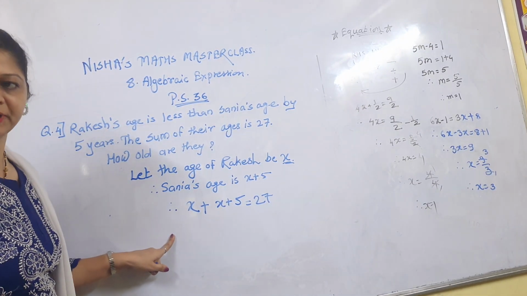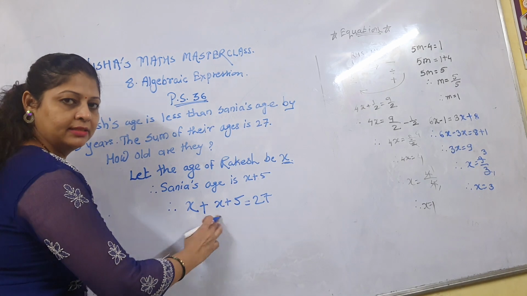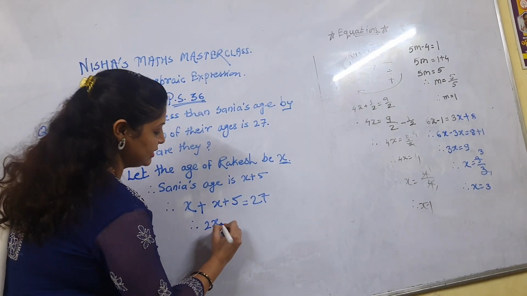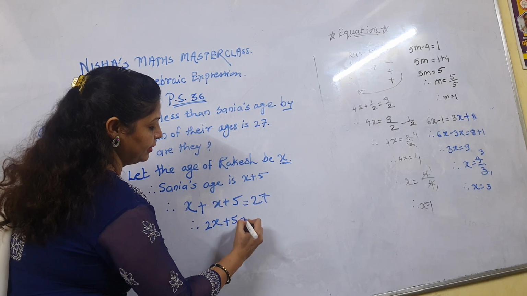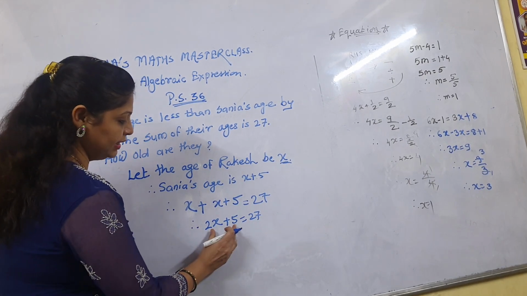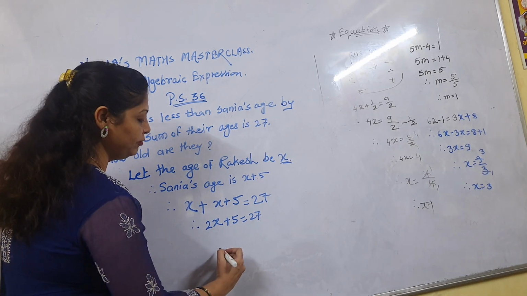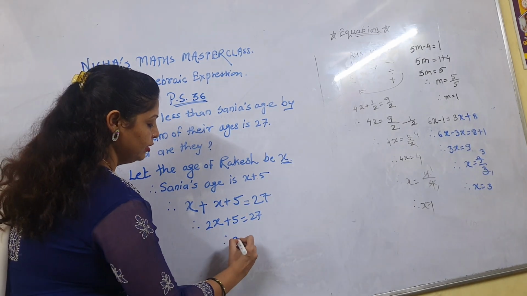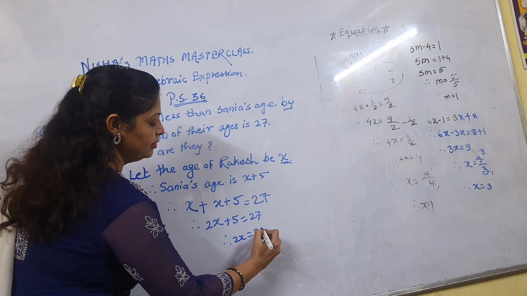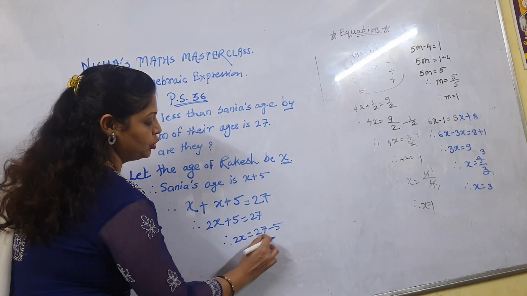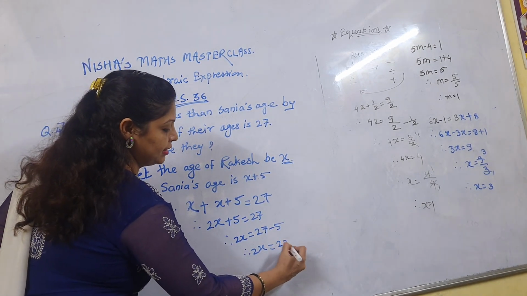Understood? This is the expression. Now x plus x, 2x is there, plus 5, equals 27. Now see, this is an equation. So plus 5 we have to transfer from the left hand side to the right hand side. So 27 minus 5, 22 is there.